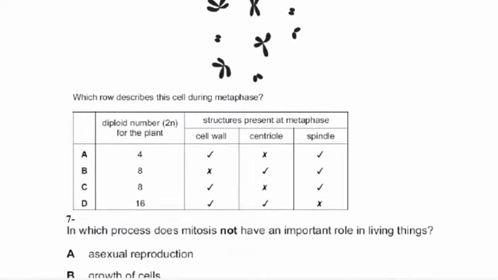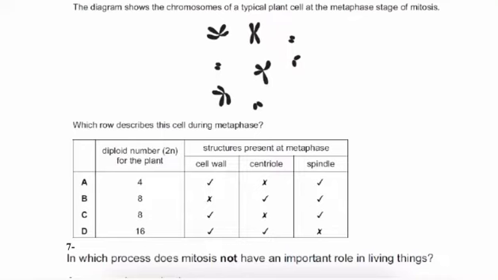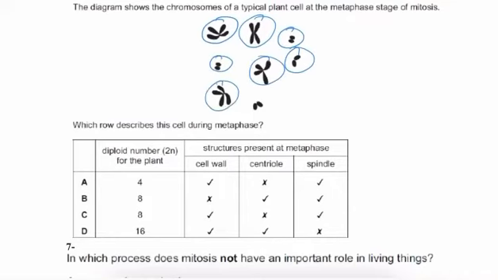Let's move towards MCQ number 6. The diagram shows the chromosomes of a typical plant cell at the metaphase stage of mitosis. Which row describes this cell during metaphase? So the diploid number 2n for the plant would be the number of chromosomes during metaphase of mitosis. So let's count the number of chromosomes: 1, 2, 3, 4, 5, 6, 7, 8. So 8 is the diploid number.